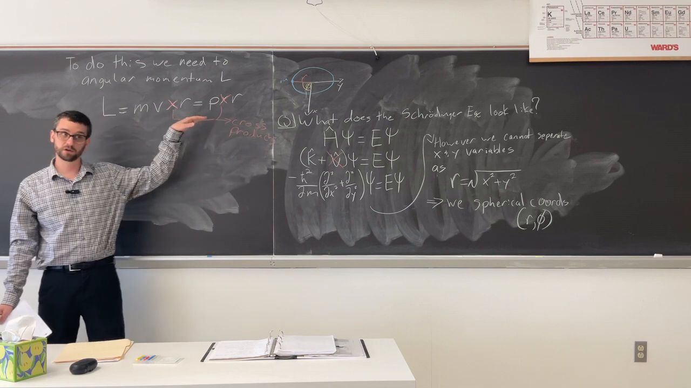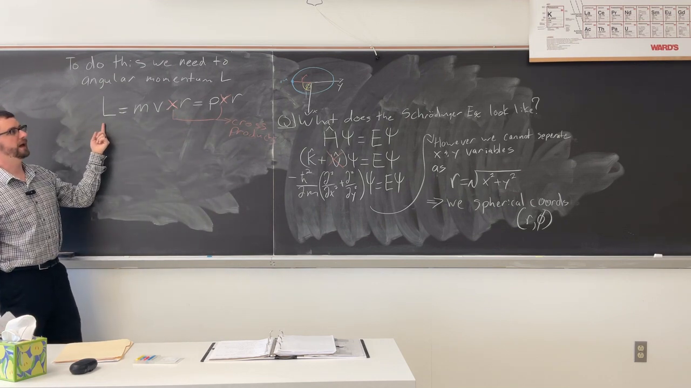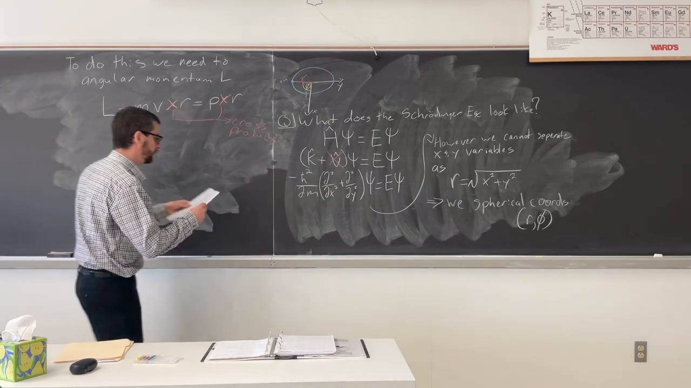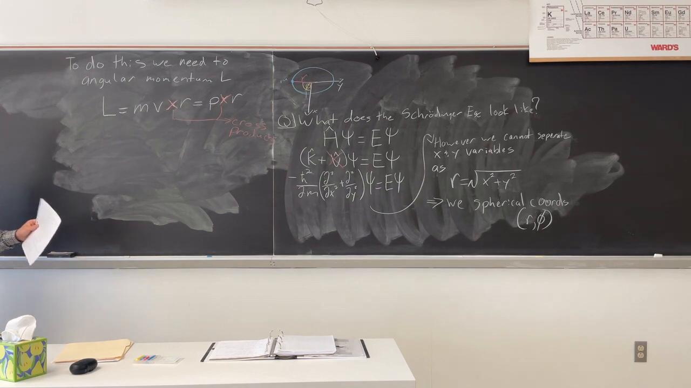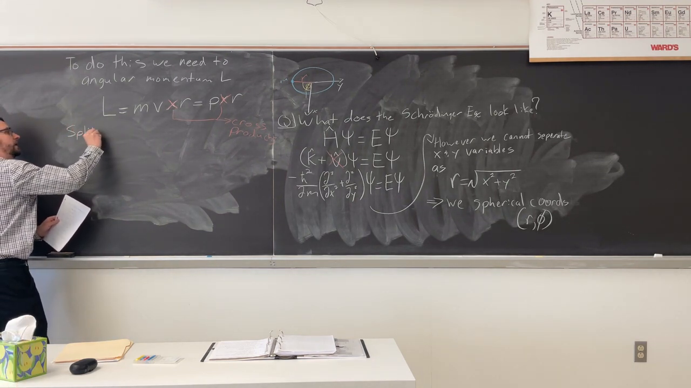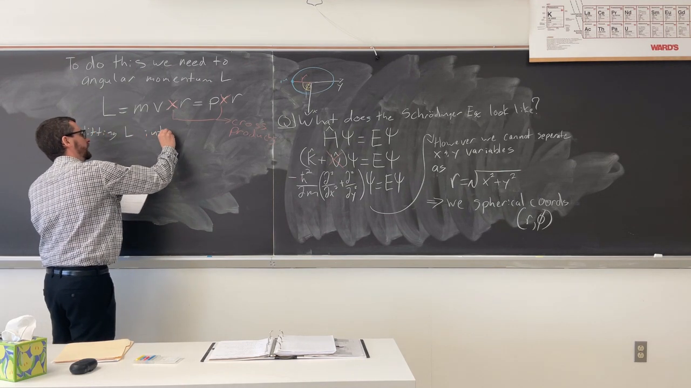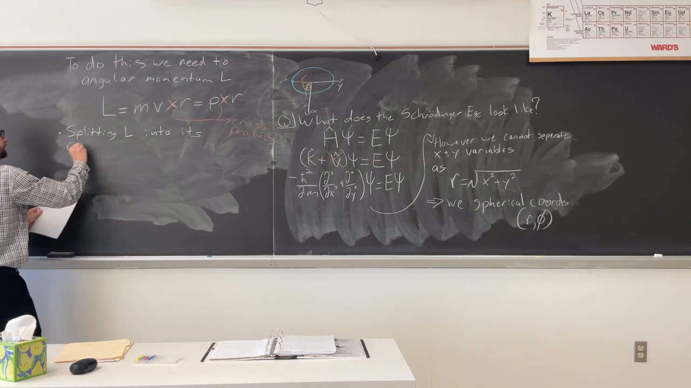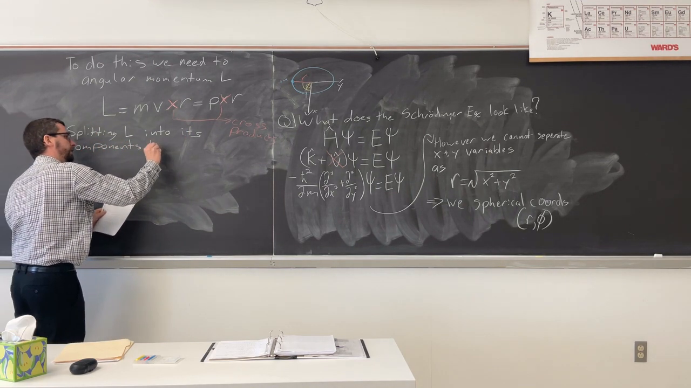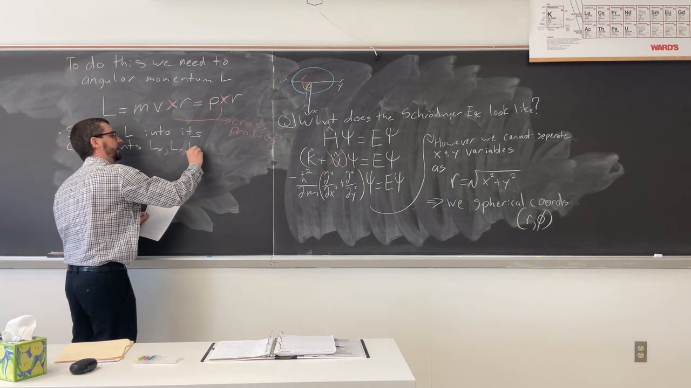Vectors are valuable because you can break them into individual components. So you can break your momentum in terms of x, y, and z. That's what we're going to do, and you'll see why we're going to do it that way in a minute. Splitting L into its components: L sub x, L sub y, L sub z.